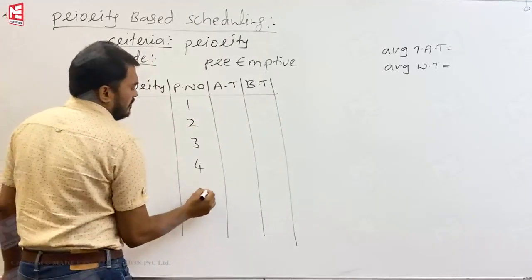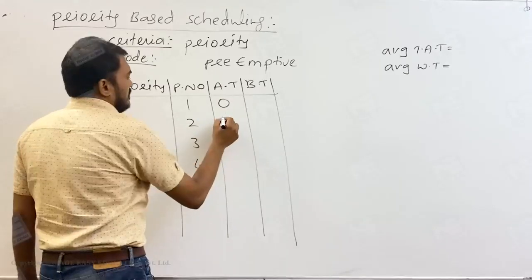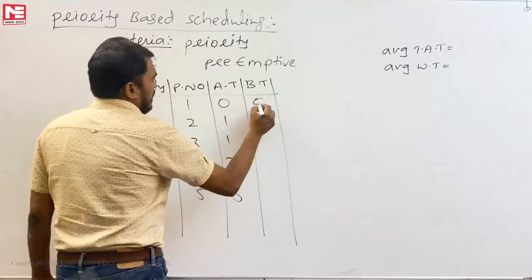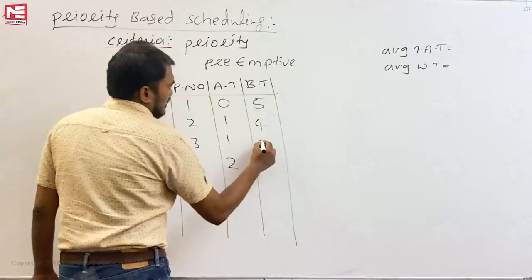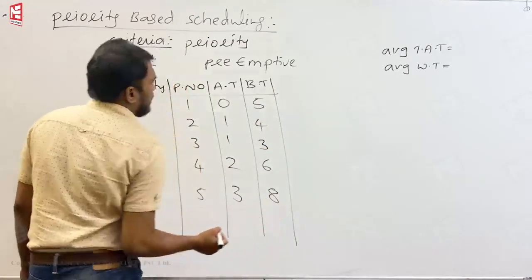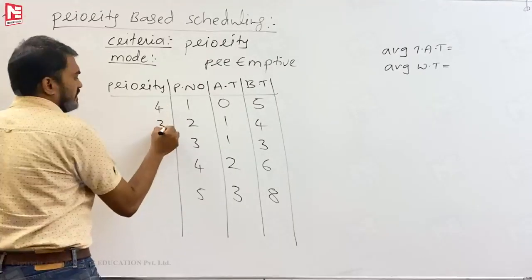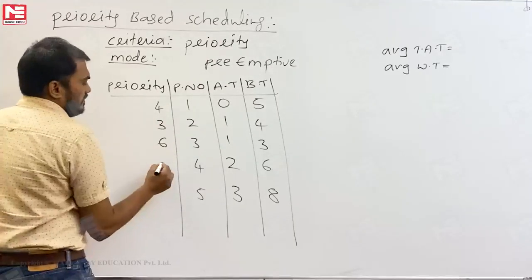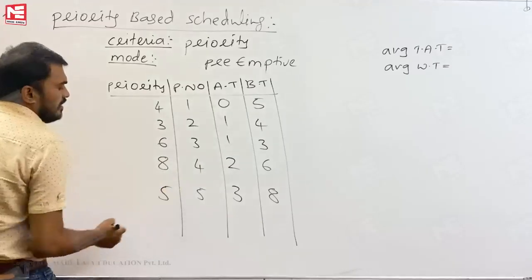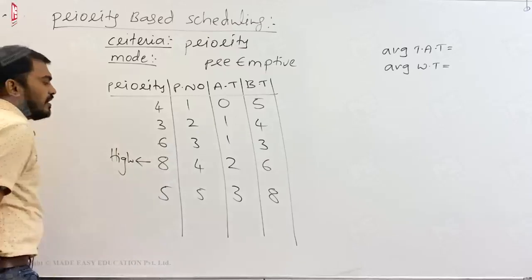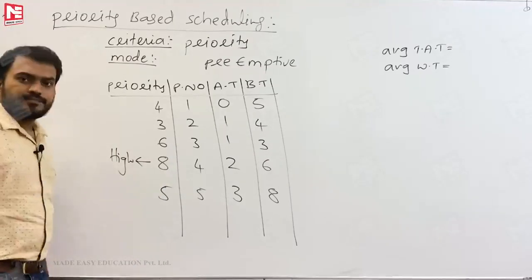So 1 2 3 4 5. So arrival times 0 1 1 2 3. So let's say burst times 5 4 3 6 8. Okay, so let's say priorities are 4, 3, 6, 8, 5. So same thing, I am following the highest number as the highest priority. Okay, so this is the question given to you.